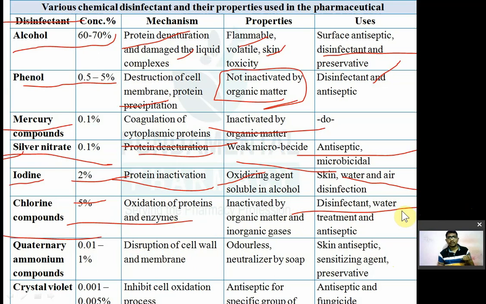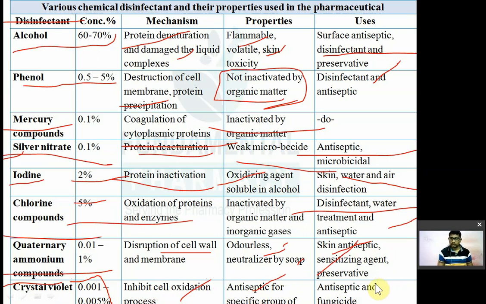Quaternary ammonium compounds, in a concentration of 0.01 to 1%, cause disruption of the cell wall and membrane. They are colorless compounds but are neutralized by soap. If soap is used, neutralization will happen. They are used as skin antiseptic and sensitizing agent. Crystal violet dye is used in a concentration of 0.01 to 0.005%. It inhibits the cell oxidation process. It is used as an antiseptic for a specific group of microorganisms, and as an antiseptic and fungicide.